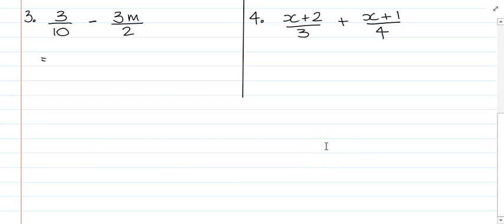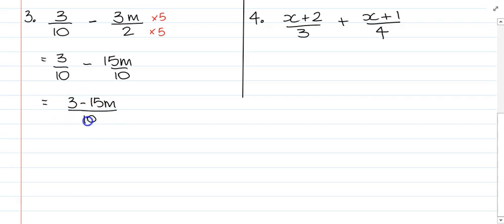Let's take a look here now at adding and subtracting fractions. Just because there are letters involved does not mean your process changes. When we're adding and subtracting fractions, we want to have a common denominator. So what I'm going to do to this one is multiply the numerator and denominator by 5 to give me a common denominator of 10. So minus 15m over 10. So now what I do is I've got 3 minus 15m all over 10.